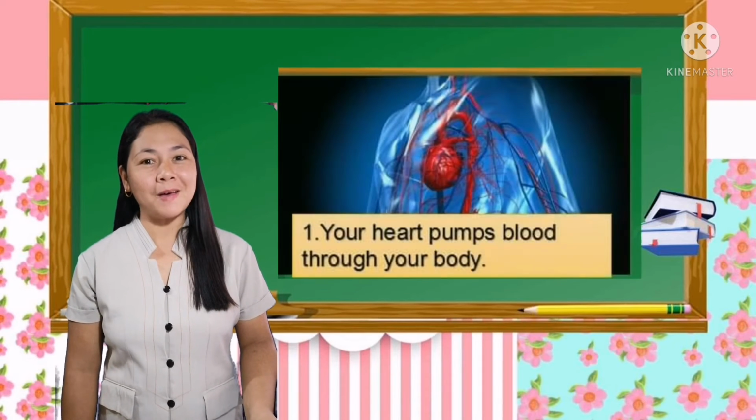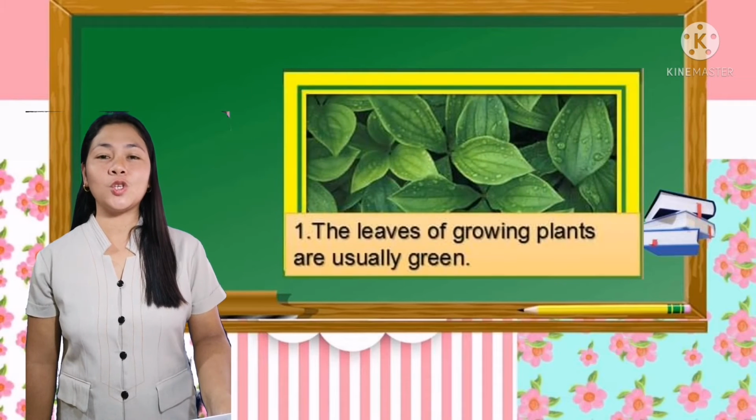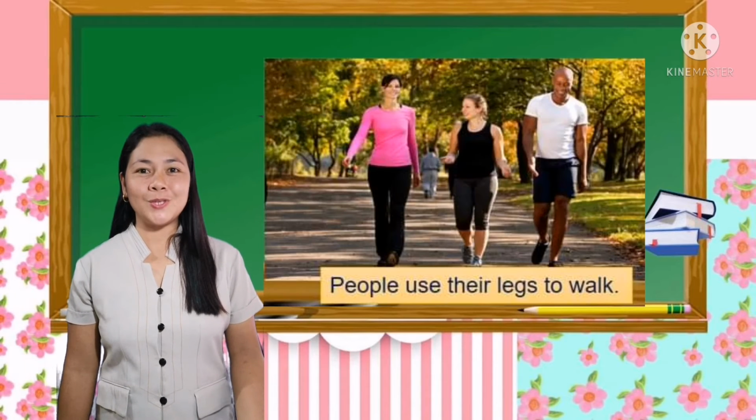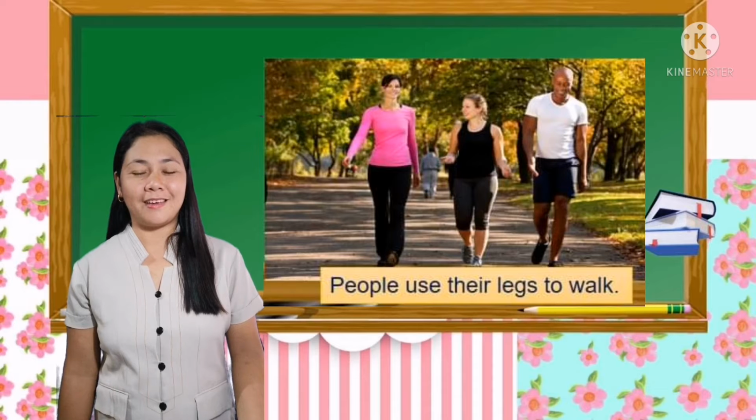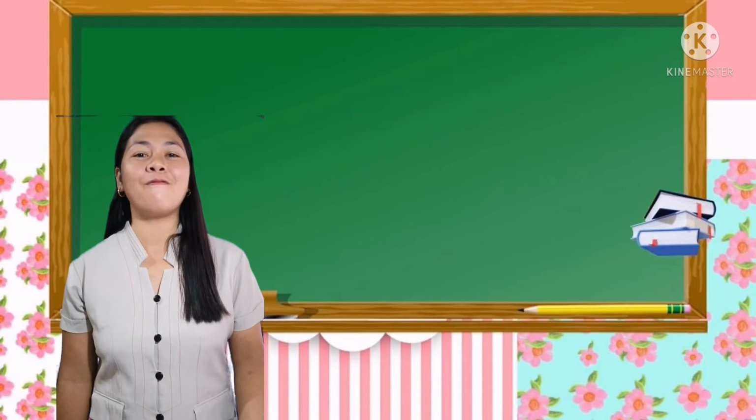Your heart pumps blood into your body. The leaves of the plants are usually green. People use their legs to walk. These sentences are what we call examples of facts.